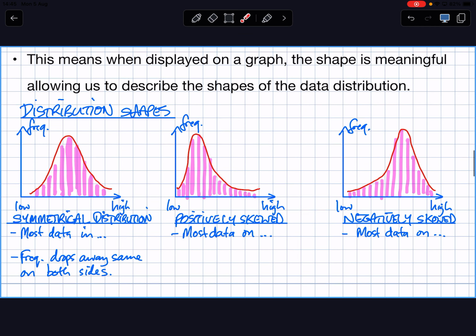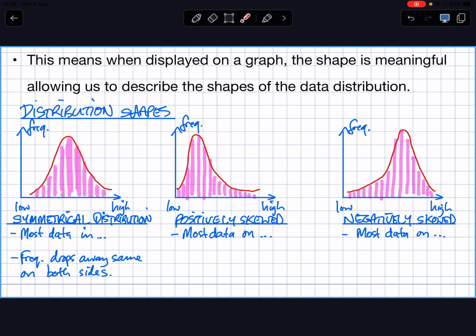So these are the 3 distribution shapes that you need to be aware of. It's either symmetrical, which is logical if it's the same on both sides. You have most of the data. Where is most of the data lying in the symmetrical distribution? On the outsides or in the middle? Middle. Usually the average. Do you agree? Would there be a lot of people that are average in height?